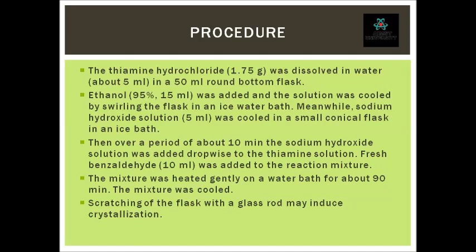The mixture was heated gently on a water bath for about 90 minutes. The mixture was then cooled to room temperature and then in an ice bath to induce crystallization of benzoin. If the product separated as oil, the mixture was reheated until it was once again homogeneous. Then it was allowed to cool more slowly than before. Scratching of the flask with a glass rod may sometimes induce crystallization. Once you get the crystals, filter them, dry them, and then check the melting point and also calculate the percentage yield.